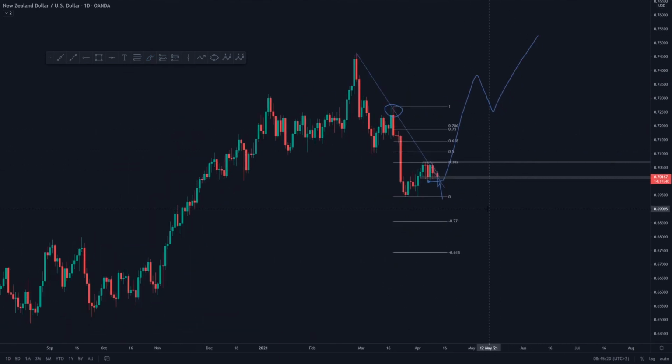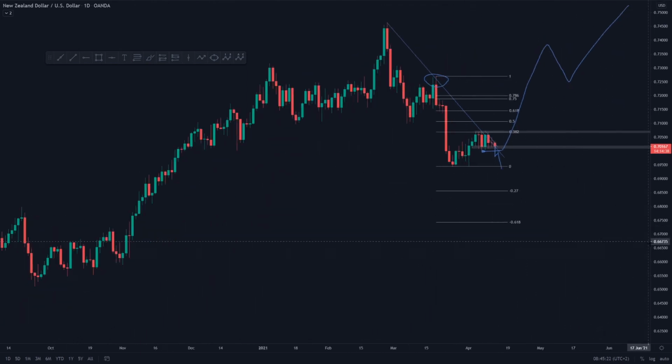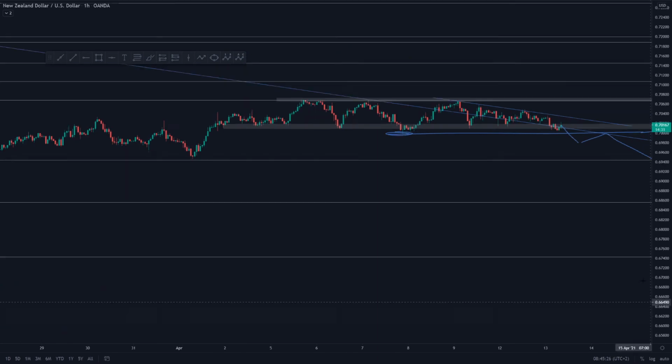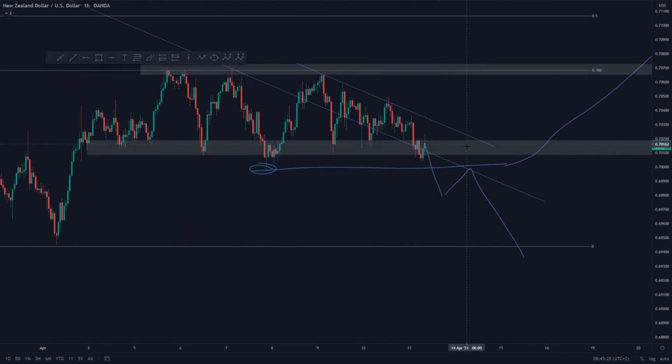But for the time being, I'm just going to stick to my short bias on the lower time frame. Hence why I'm just going to be waiting for structure to break, structure to be retested, and then bearish confirmation.